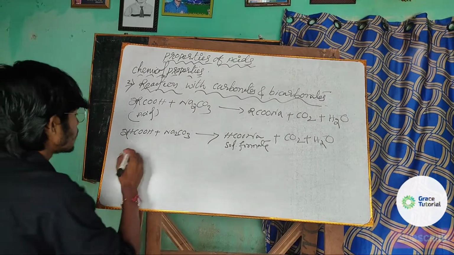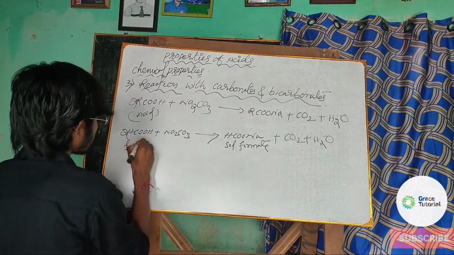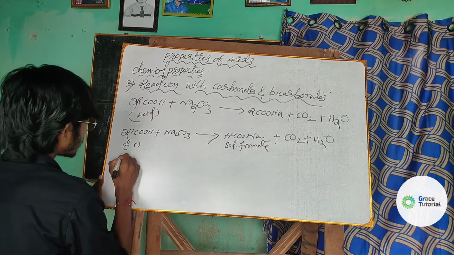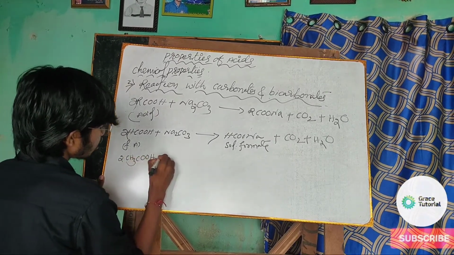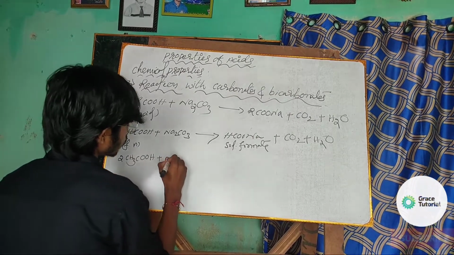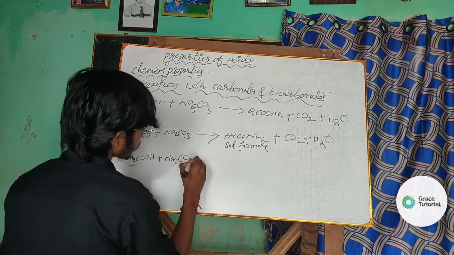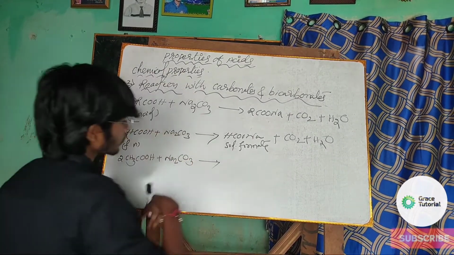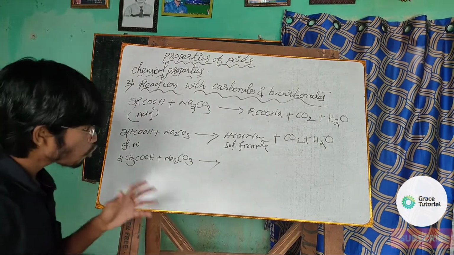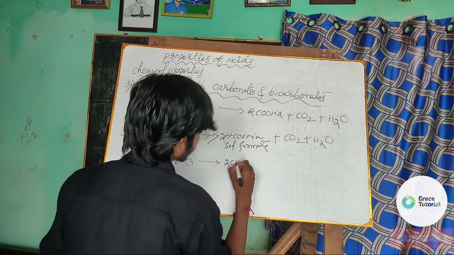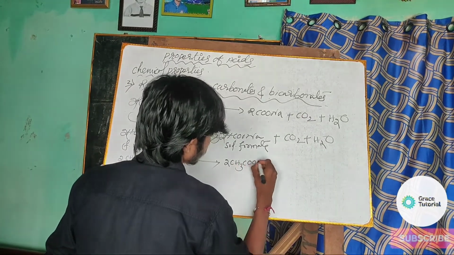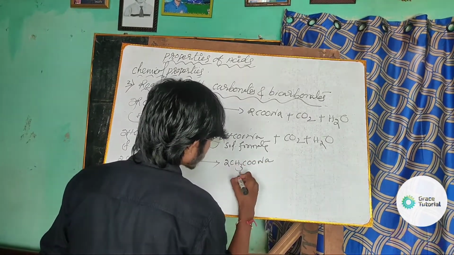Similarly, this is formic acid. If I take acetic acid, CH3COOH plus sodium carbonate, what do I get here? I get CH3COONa. This is sodium acetate.